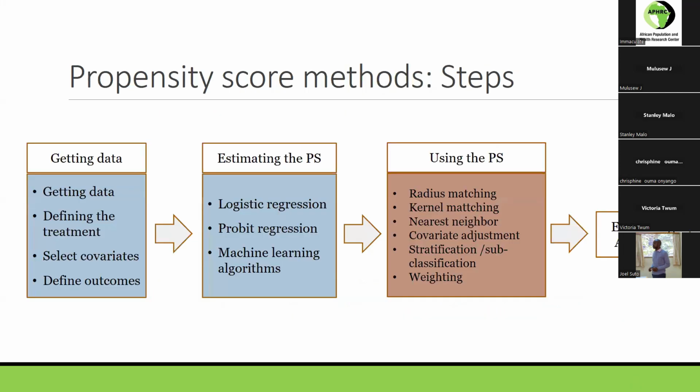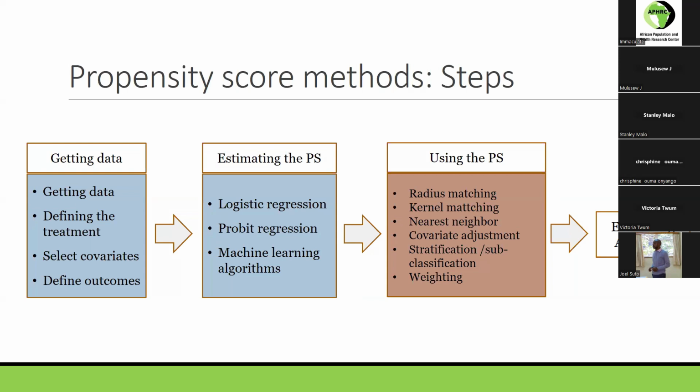So to use the propensity score method, we pass through the following steps. First step is about understanding the data. It is where DAG, structural causal model, thinking from the potential outcome framework helps you. You get the data, you define the treatment, you draw your graph, you select the covariates, you map your graph, and then you define the outcome. And then you see, okay, this is the model or representation I have. Now I will go to the second step, start estimating the propensity score.